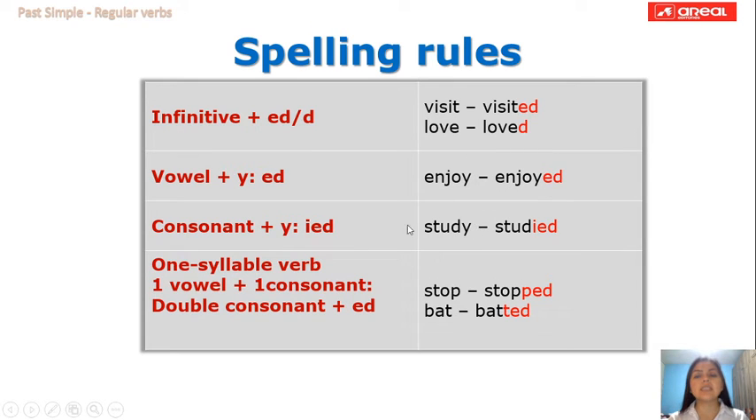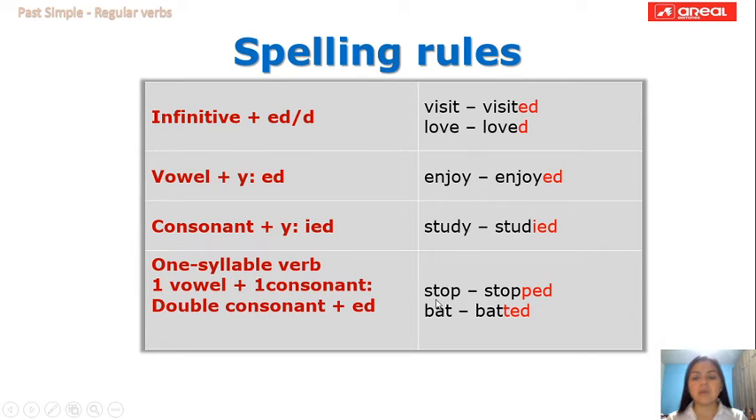Study. This verb study is different than this, right? Why? Because before y we have the letter d, and this is a consonant. Yes, when you have a consonant before y, you are going to drop it, you are going to erase it, okay? And you will say studied, okay? You will add ied, okay?